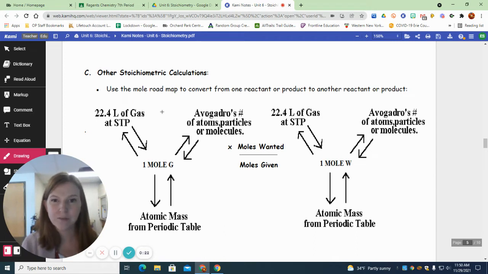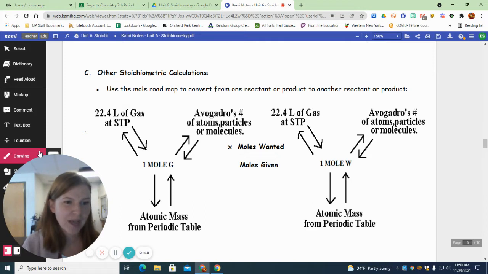Rather than mass to mass, what if we wanted to go mass to liters, or mass to molecules, or molecules to liters, or liters to particles, whatever. So the math that we're about to do is not any different than the math we've been doing. The difference is rather than going from grams to moles, moles to moles, moles to grams, we might be just changing what it is we're calculating.